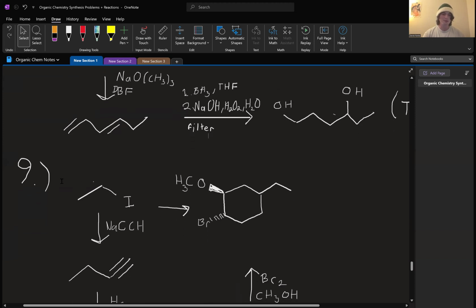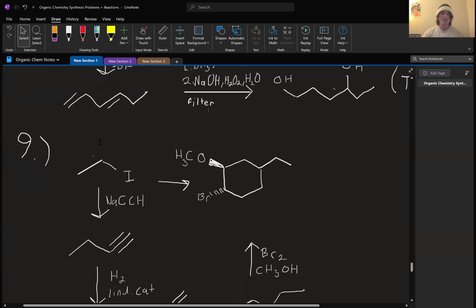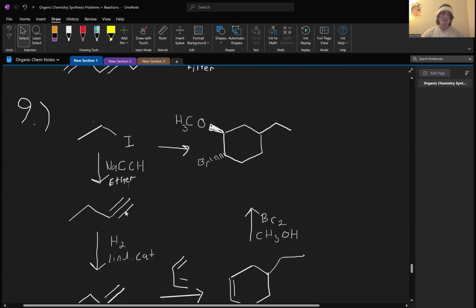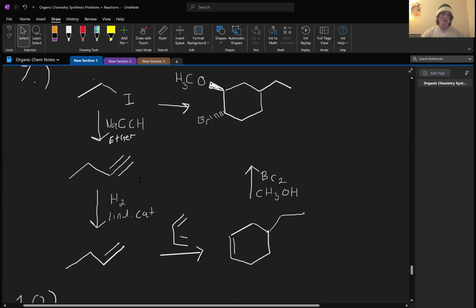So the first thing I do is extend our branch here using a weak base. And then once again, you should use a polar aprotic solvent. Let's use ether. Why not? Use ether, reduce it to an alkene. The alkene can react with, oh, okay.